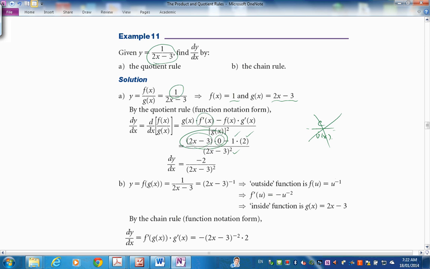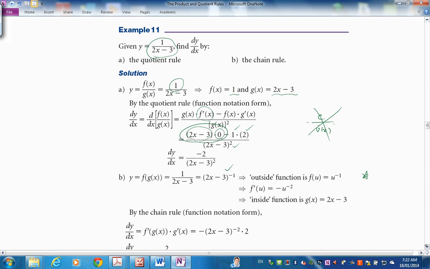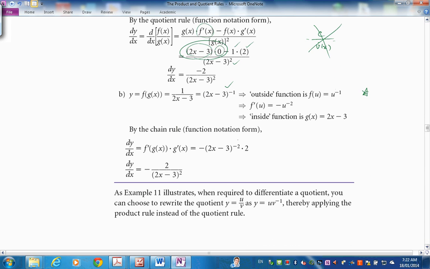Okay, so we generally wouldn't use the quotient rule for that. We would do it this way. That is 1 on 2x take 3, which is 2x take 3 to the neg 1, which is therefore just come down using the chain rule. It's neg 2x take 3 to the neg 2.